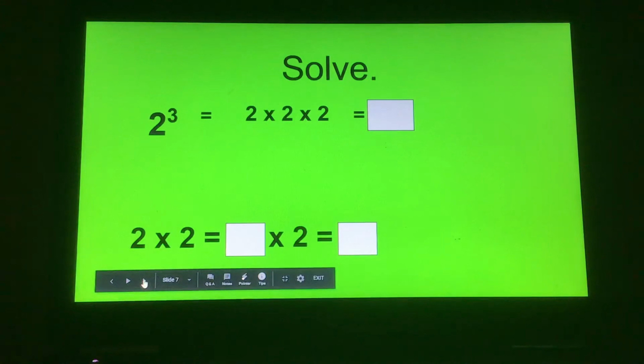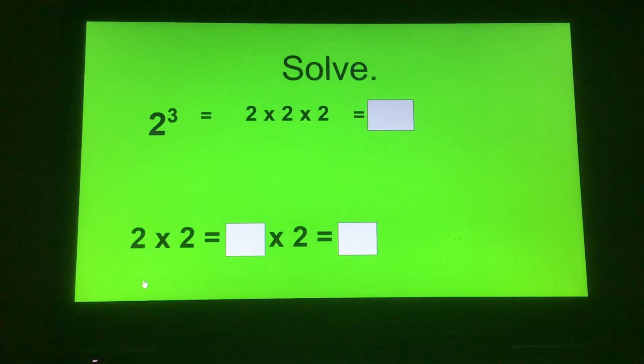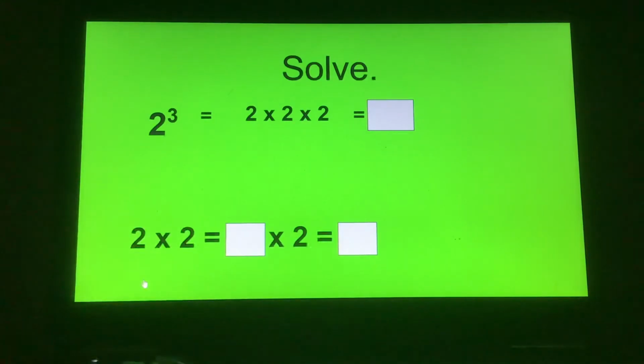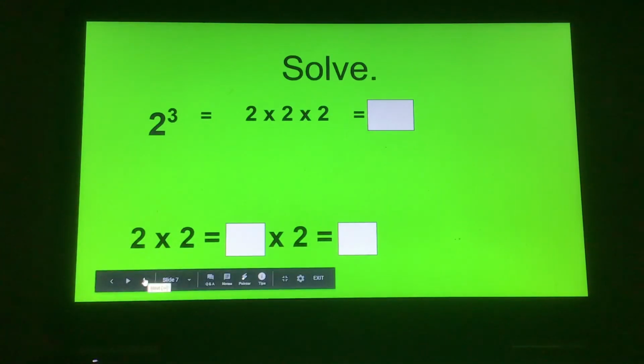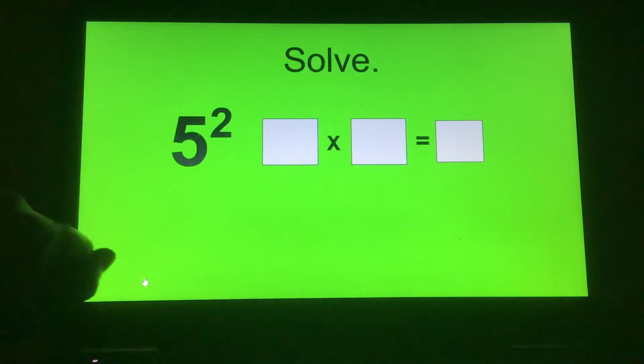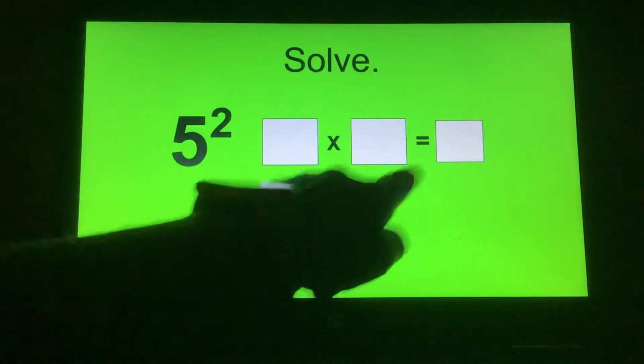Okay, so you're going to solve 2 to the 3rd power, or 2 cubed, which is 2 times 2 times 2, and then figure out what the answer is. I have you break it down here first. And solve. So 5 to the 2nd power, what does that really mean? Fill in the blanks.